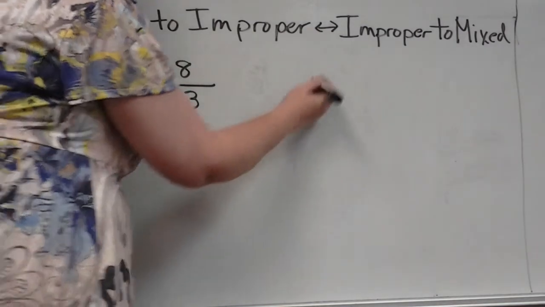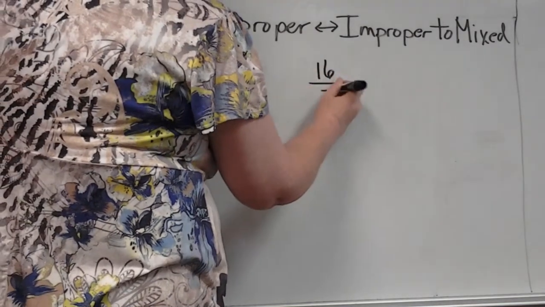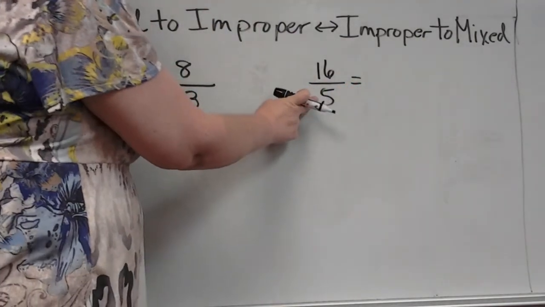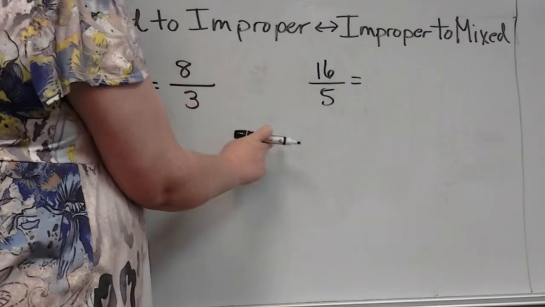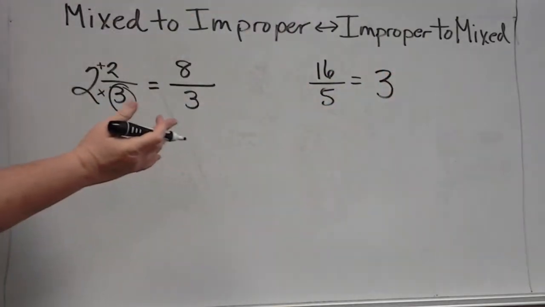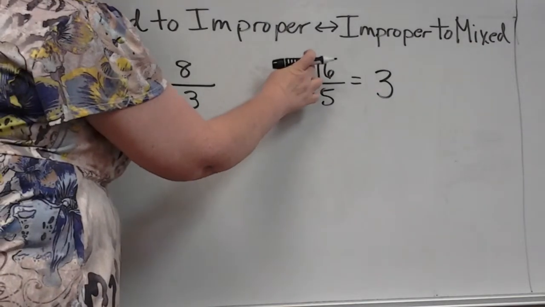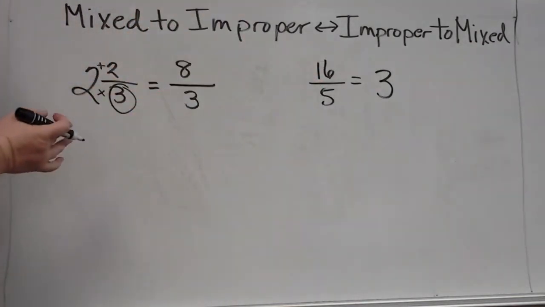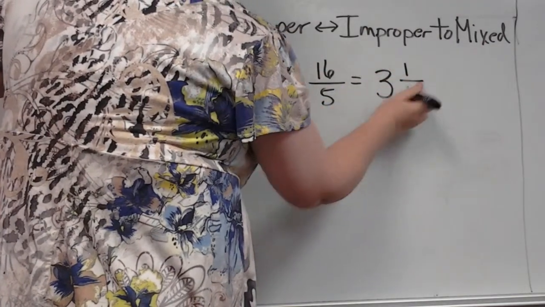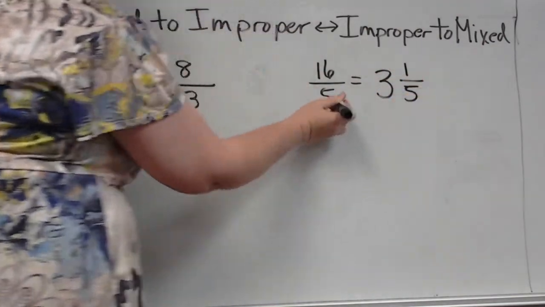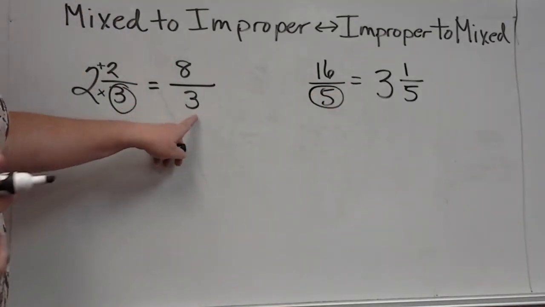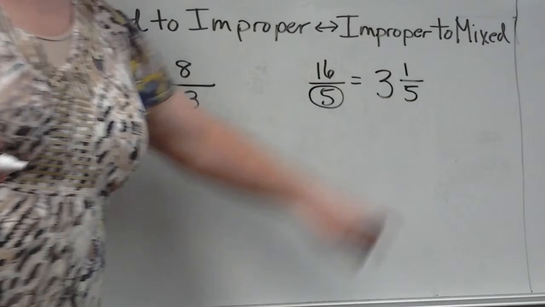To go the other way, what if you have 16/5 and you need to make it proper? Well, how many times does 5 go into 16? 3 times. That's 15. So I just used up 15 parts. How many parts do I have left over? 1. And it goes over 5. The denominator does not change. Whatever this is, that's it.